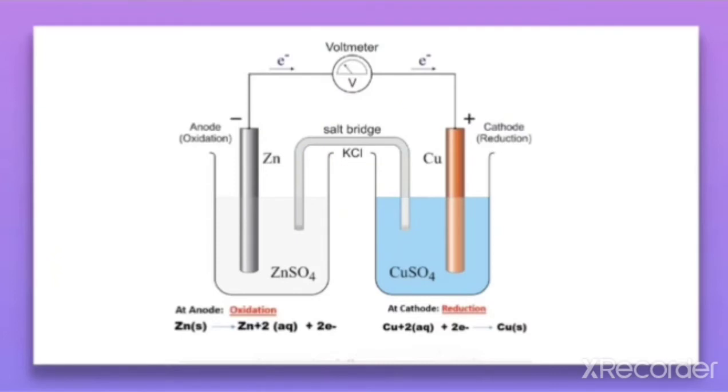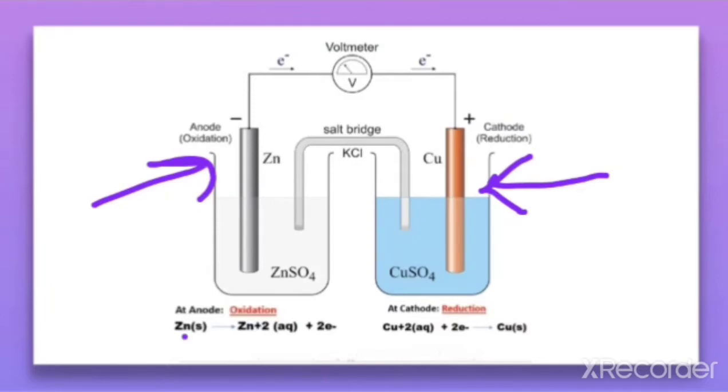Here, the reaction taking place is oxidation and reduction, both taking place simultaneously. That means the reaction is a redox reaction. The oxidation takes place at the anode. The zinc electrode is called the anode, and the copper electrode is called the cathode.